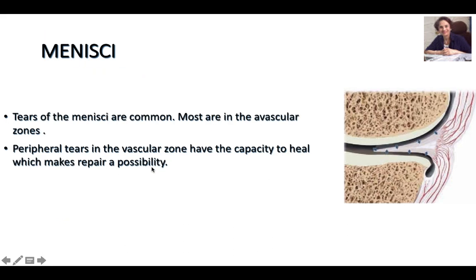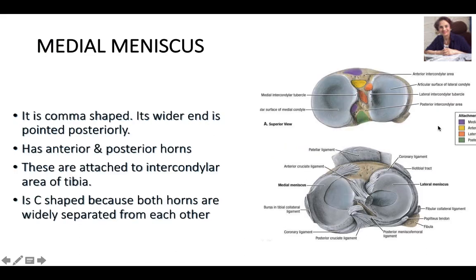avascular. Now, most of the tears and injuries of the menisci are common in the avascular area, but since there is no blood supply, they cannot heal by themselves. But the peripheral zones are supplied by blood, so if there is any tear here, they repair themselves quickly with the help of this blood supply.